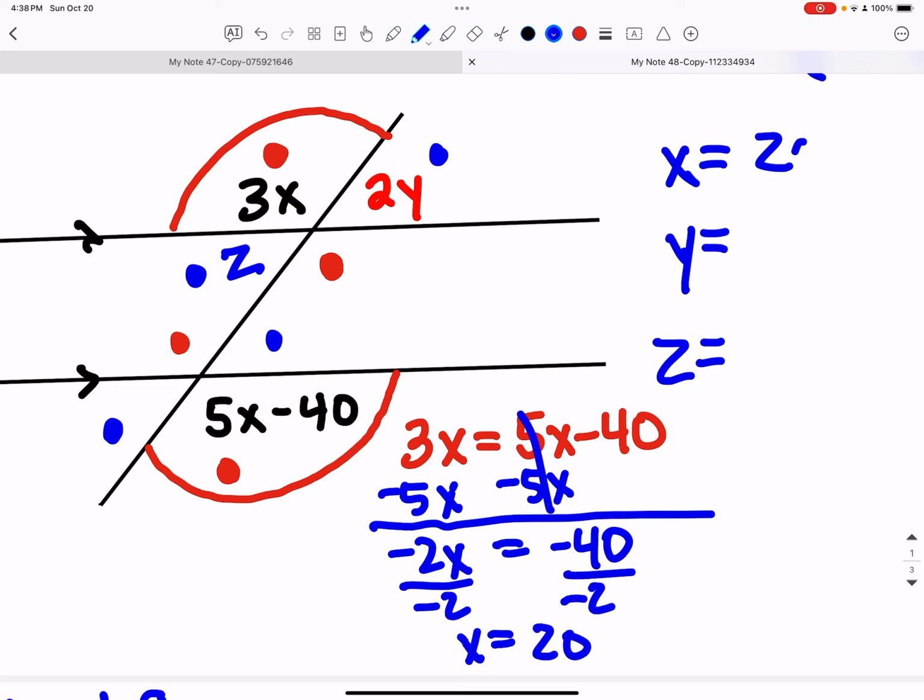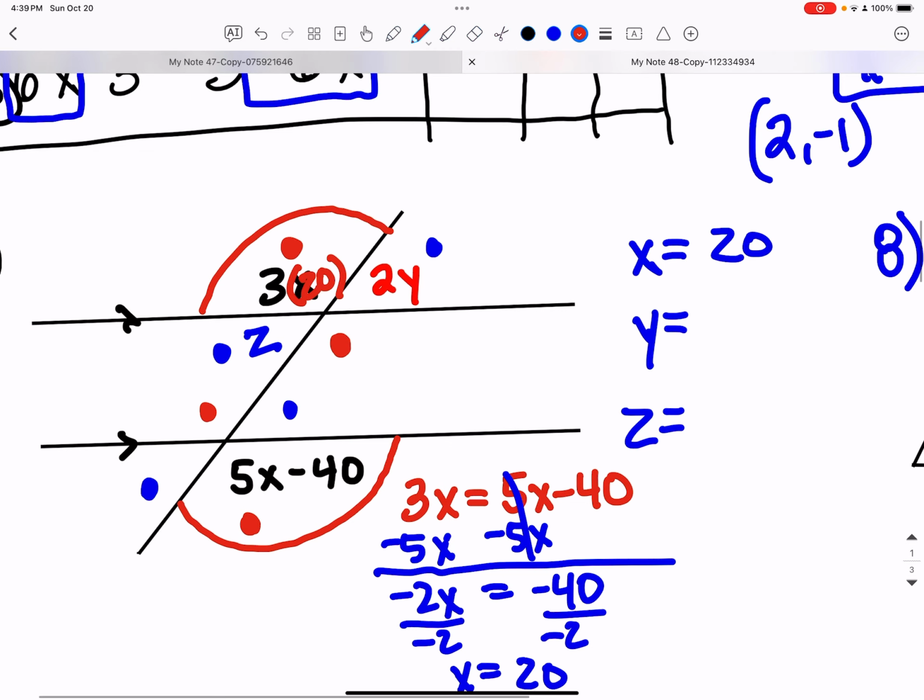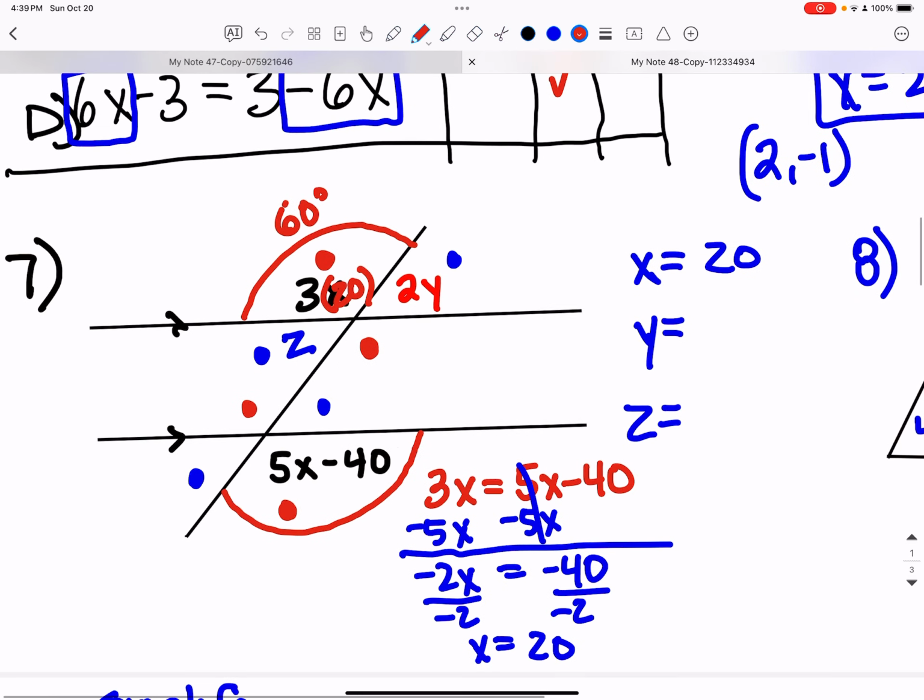So x is 20. Okay, so if x is 20, then this angle over here is 3 times 20, which is 60 degrees. So all the reds are 60 degrees. 60, 60, 60, 60. Which means all the blues have to be 120 because the reds and the blues add up to 180 because they make straight lines. So all the blues are 120.